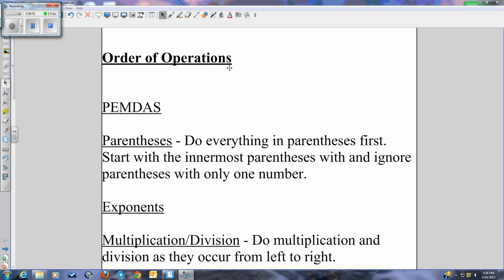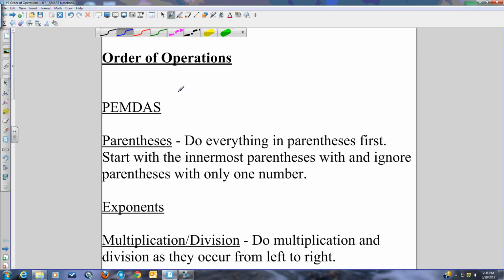Today we're going to talk about order of operations, and we're going to be using the acronym PEMDAS, where P stands for parentheses, E exponents, M multiplication, D division, A addition, and S subtraction. What we're going to start with is parentheses.